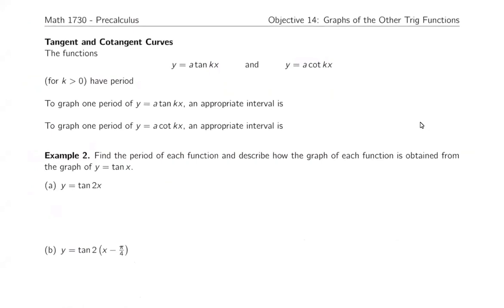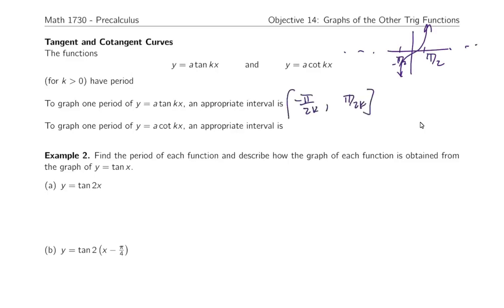If I ever ask you to graph one period of one of these, and maybe my period has changed a little bit, let's just remember my base tangent graph looks something like this, and it went from negative pi halves to pi halves. That was one period of it, and then it repeats to the left and the right. There are more copies of these to the left and the right. And so if I change my period a little bit, we might want to graph it from maybe negative pi over 2k to pi over 2k.